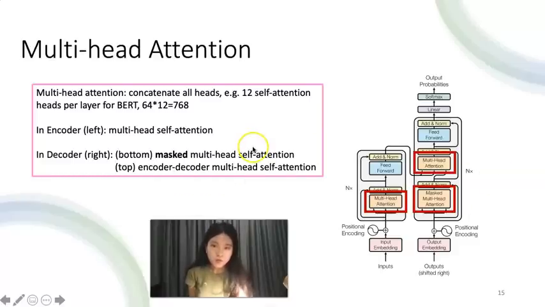And at the top, we have this encoder-decoder multi-head attention. This is specific to the transformer architecture. In GPT, we don't have encoder-decoder multi-head attention. We will go into that.